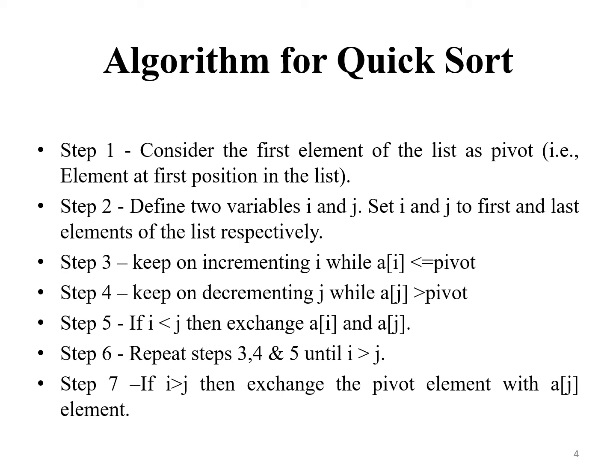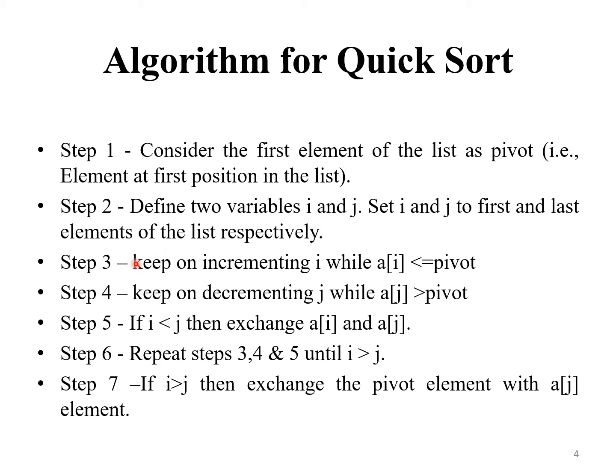Algorithm for quicksort. In step 1, consider the first element of the list as the pivot, that is the element at the first position in the list. Means we choose the first element as the pivot element. Step 2. Define two variables i and j. Set i and j to the first and last elements of the list respectively. Means i points to the first index of the array and j points to the last index of the array.